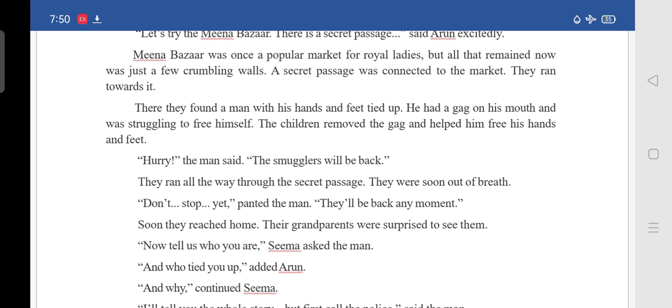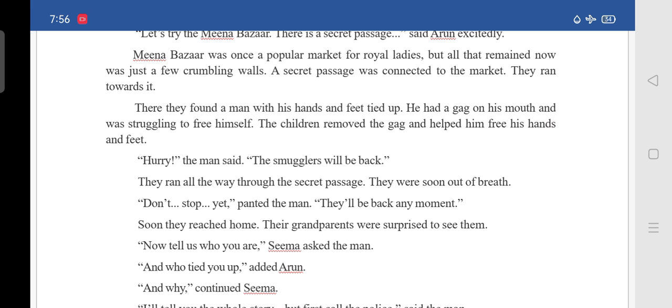They ran all the way through the secret passage. They were soon out of breath. So Arun, Seema, along with that man, all the three ran all the way through the passage, and they were soon out of breath. Means they had safely escaped from that passage.